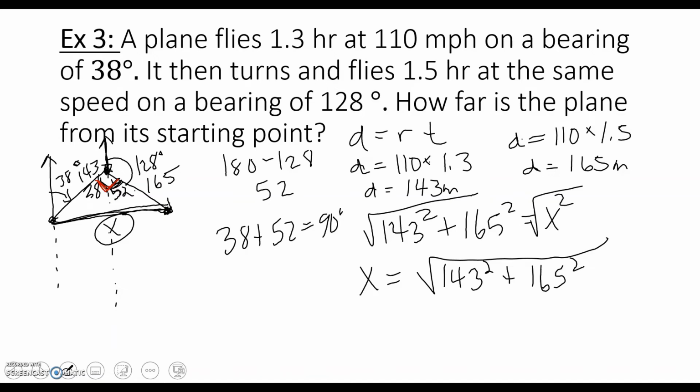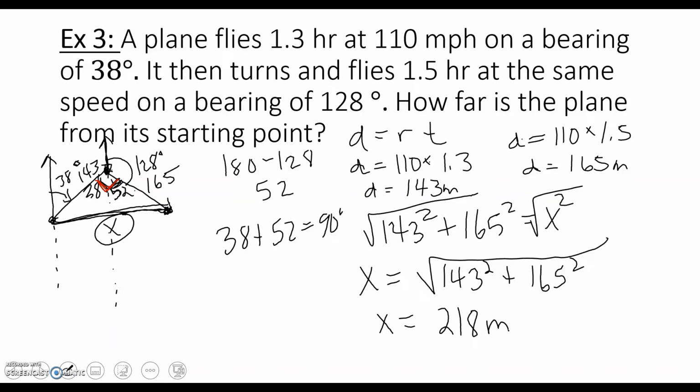218.3437657. And what we want to do is round that to the nearest whole number. If we round it to the nearest whole number, we actually get x is equal to 218 miles. They're 218 miles apart. Now, on your homework, it'll tell you what to round it to.